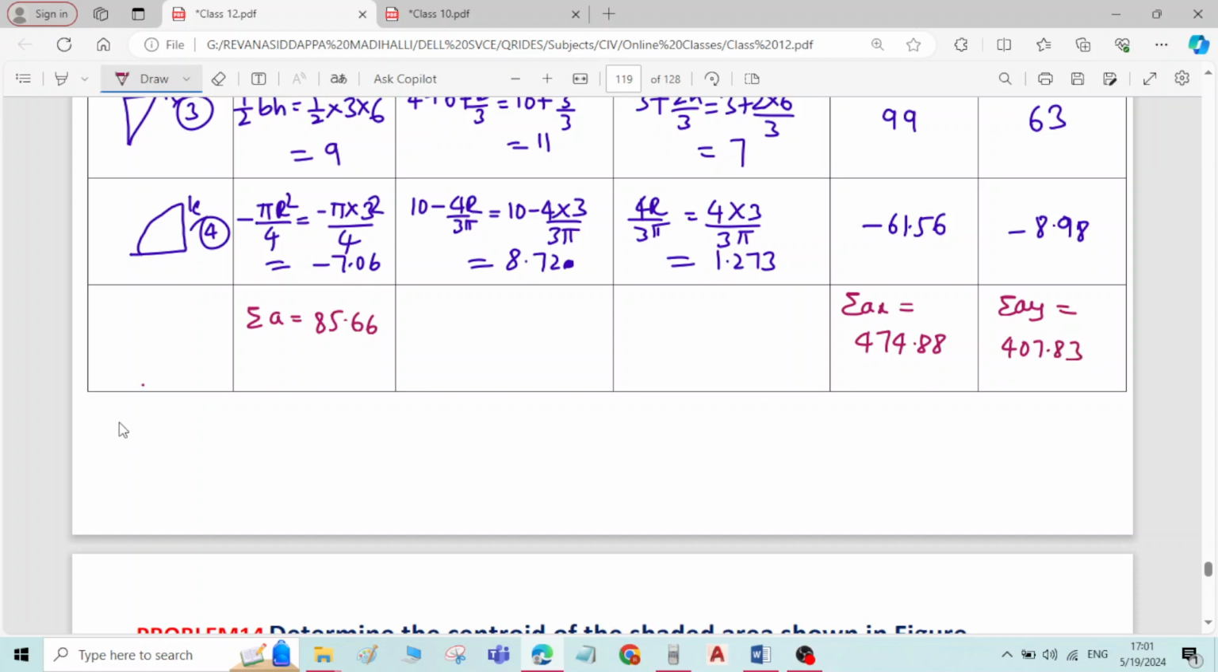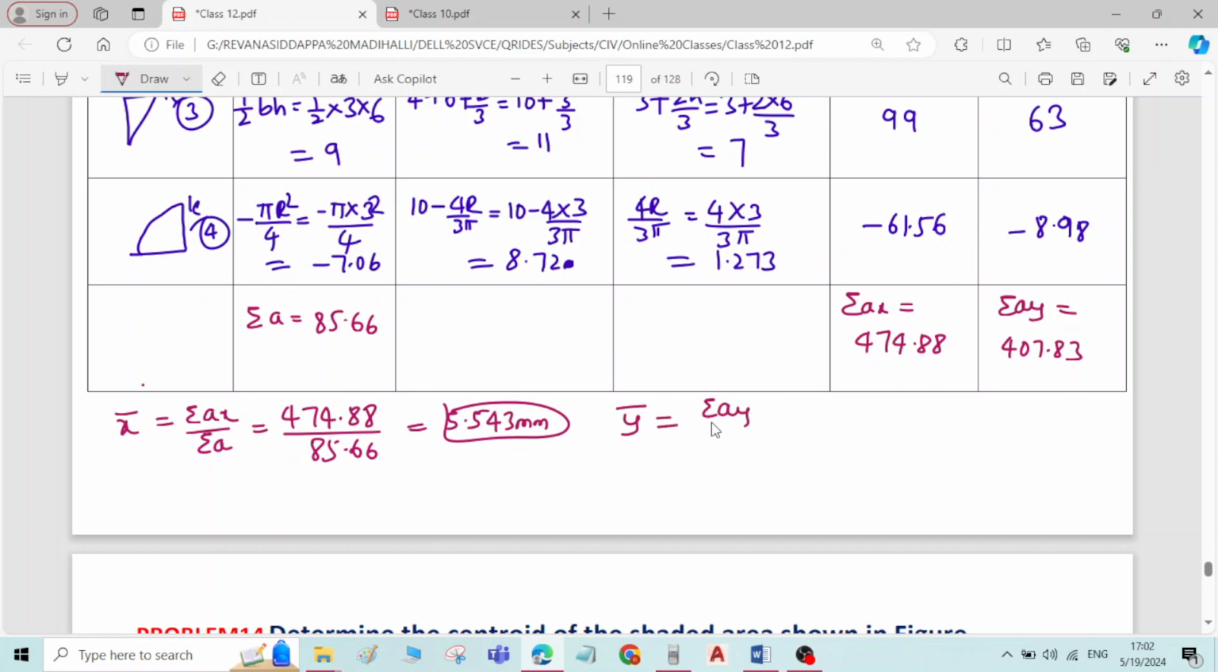Therefore we know the formula. X bar is equal to sigma ax by sigma a, which is equal to 474.88 divided by 85.66, which gives the answer as 5.543 millimeter. And y bar is equal to sigma ay by sigma a, which is equal to 407.83 divided by 85.66, which is equal to 4.76 millimeter. So this completes the problem.